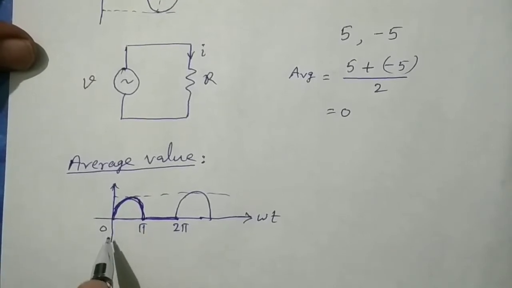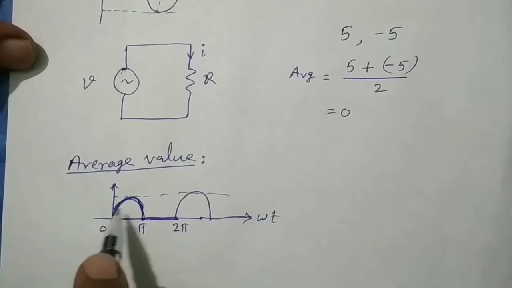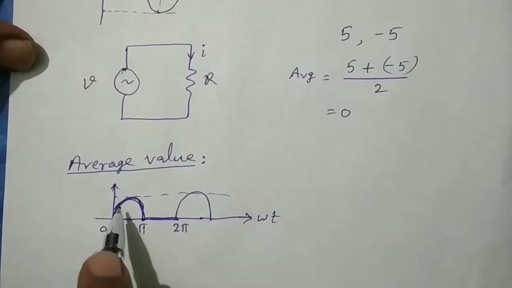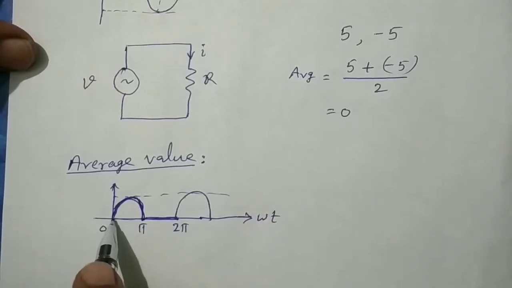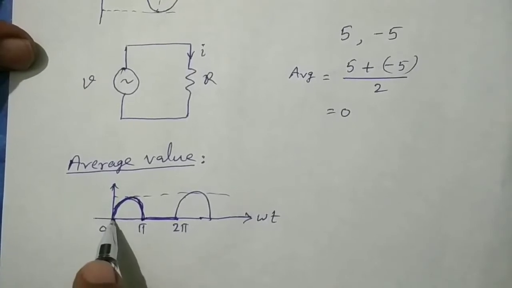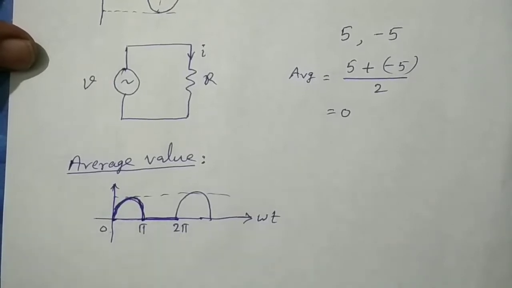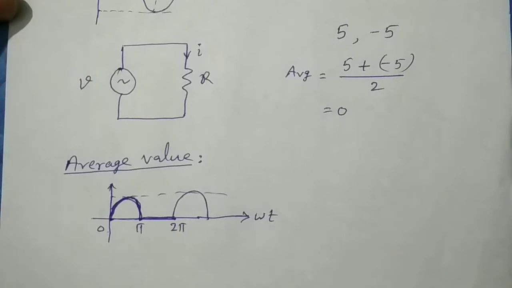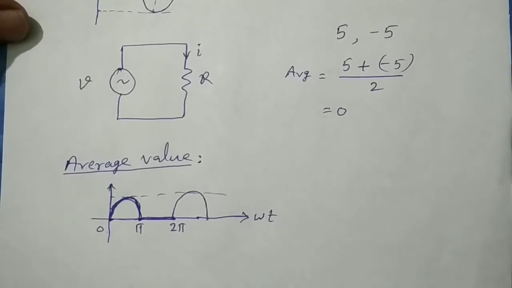The full cycle is from 0 to 2 pi, but we get the value only between 0 to pi. Therefore, we calculate the value from 0 to pi, and we calculate the mean by considering the full cycle, that means 0 to 2 pi. And similarly for the RMS value also. So let's discuss the average value and the RMS value in detail.